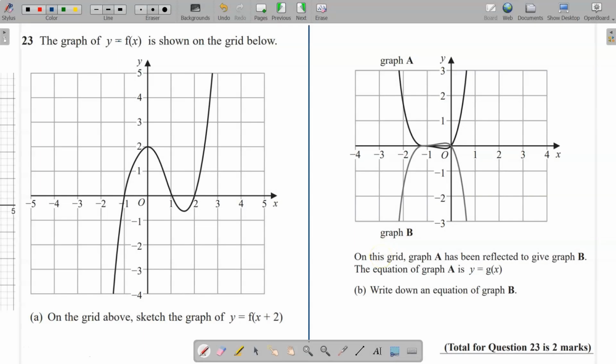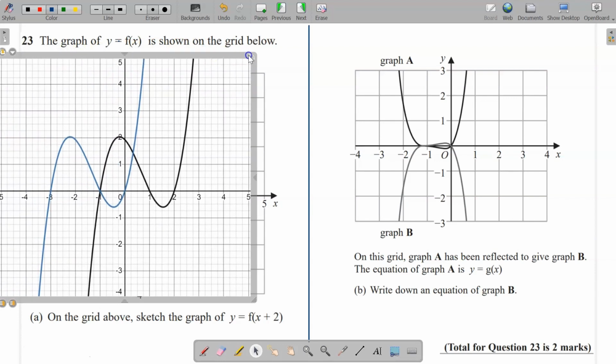A question about transforming graphs. In part A, we have to apply this transformation, which moves the graph 2 places to the left, because the plus 2 is with the x, not at the end of the function. So what we do is we just take a point, say this -1, and redraw it over here 2 places to the left. And we do that with all the points, all the key points, like the peaks, the end point here. But on the pen and tablet it's very difficult, so I have already done this.